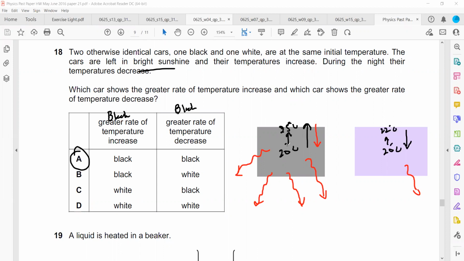So dull and dark surfaces are good absorbers and good emitters, whereas shiny ones are not, because whenever an object is at high temperature, it releases more energy as compared to an object at low temperature. So the rate of energy emission for dull and dark surfaces will be higher as compared to shiny.